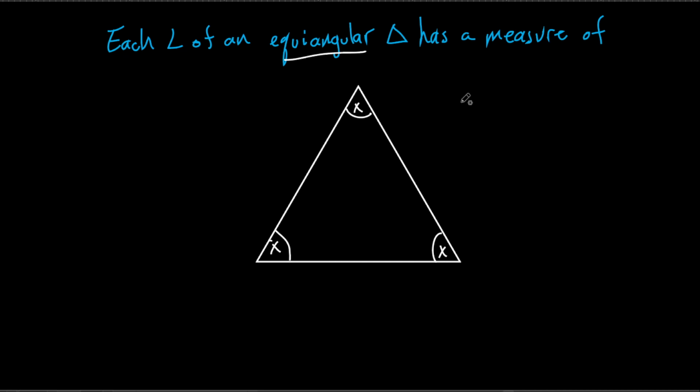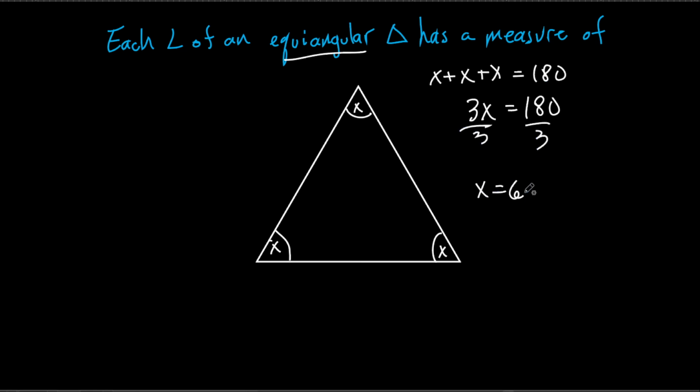All right, so what do all three of these do according to that theorem? They add up to 180. So what's x plus x plus x? It's 3x, and that equals what? 180. You understand why I got 3x? I just added up all three angles. Well, you divide by 3, and what's x? It's 60 degrees.